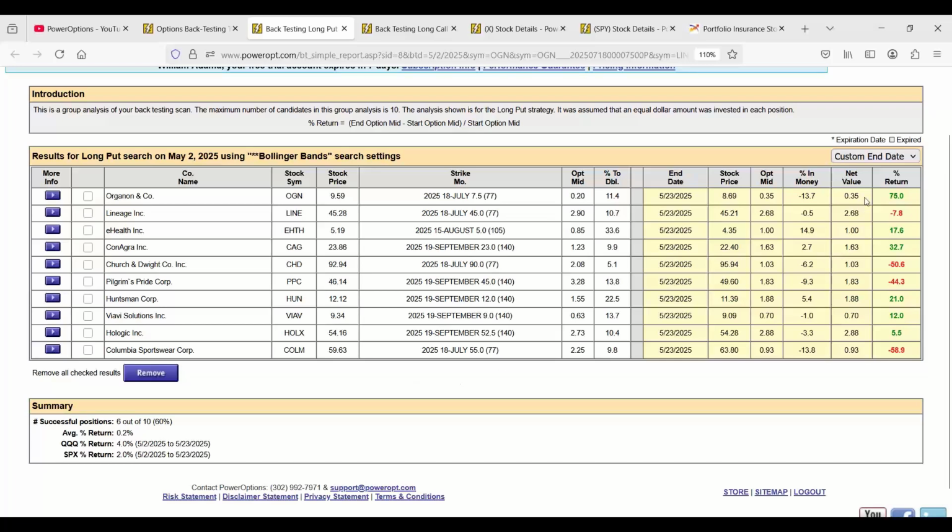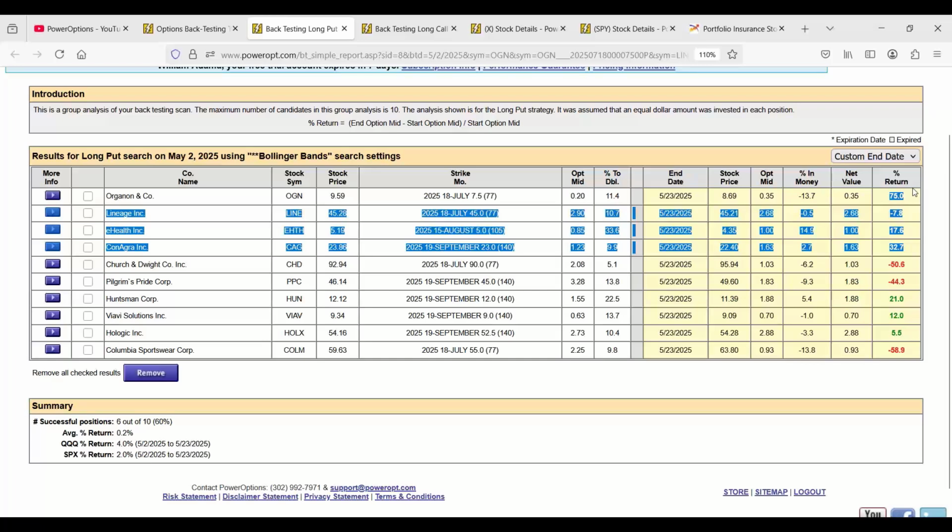Not too good. The top 2 or 3, which I would have entered through 3 or 4, well, average return of 0.2%, only a 60% success rate. Okay, so could have done better on this one. Church and Dwight and Pilgrim's Pride really sort of cut the results down on this one, as well as Columbia Sportswear. But again, from May 2nd to today, the market's generally been up.